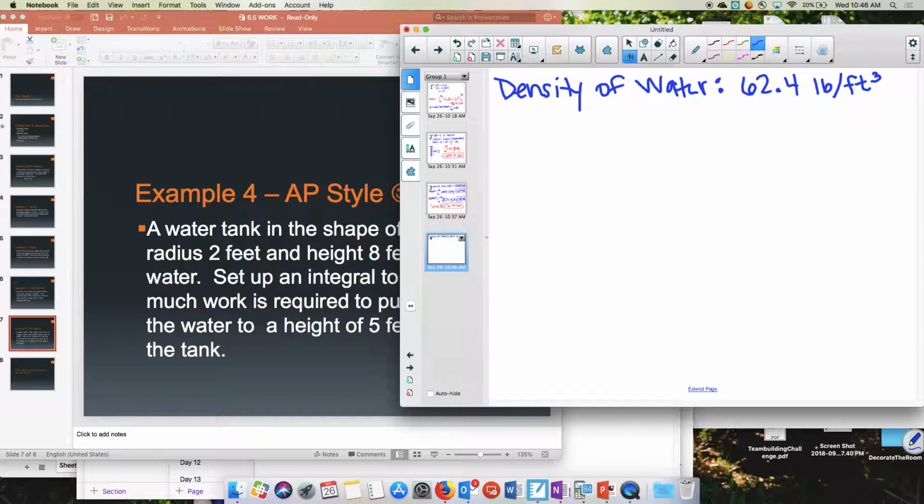Okay. And we are talking about a cone full of water, radius of 2, height of 8, and we're pumping water all the way to 5 feet above. So this distance right here is 5.